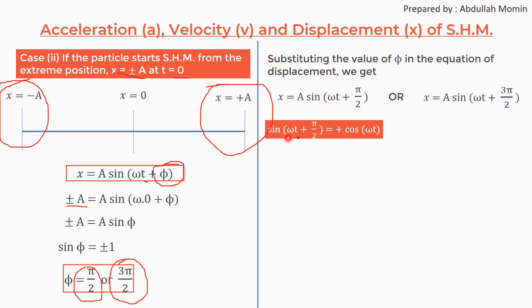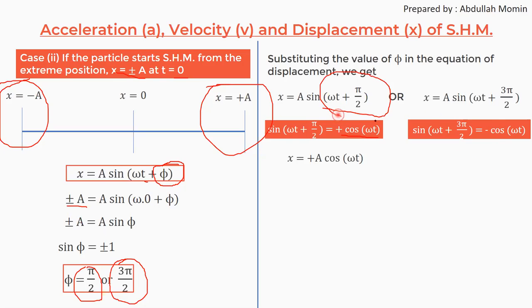We know that sin of omega t plus pi by 2 is plus cos omega t, and sin of omega t plus 3 pi by 2 is minus cos omega t. So we will get plus cos omega t, and we will get this as minus cos omega t.